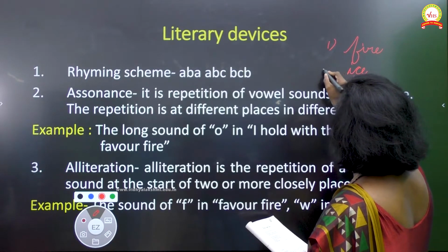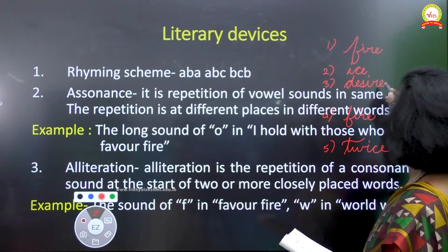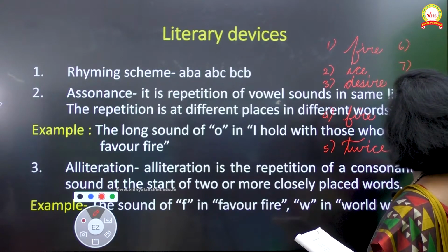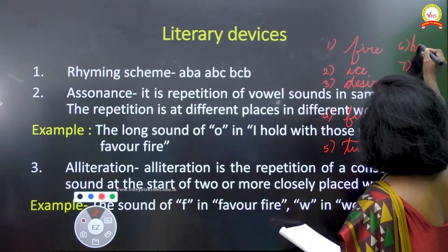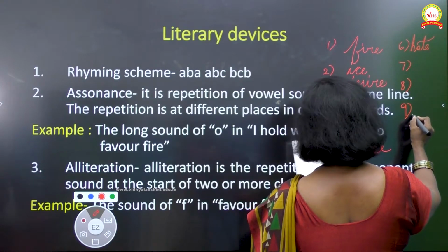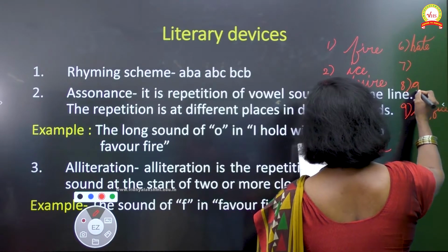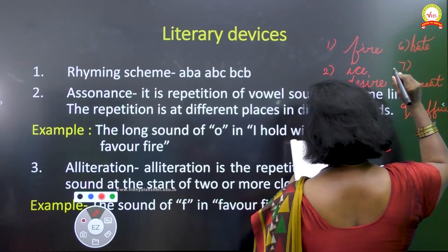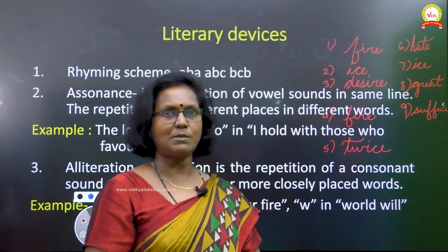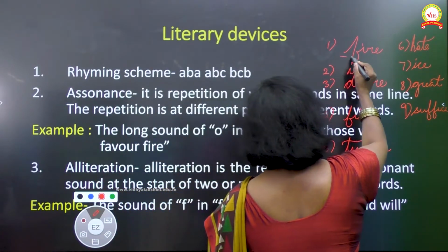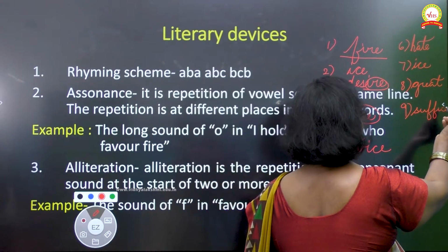Let me write the numbers. 1, 2, 3, 4, 5. And let me write here 6, 7, 8, 9. So the sixth one is hit. The 9th one I'm writing first, suffice. The 8th one is great. And we have ice. Looking at all these words, we can understand very easily this rhyme scheme. A, which is A? Here, fire, the sound of ire. Desire, fire. I think it's easy for you to understand, isn't it?